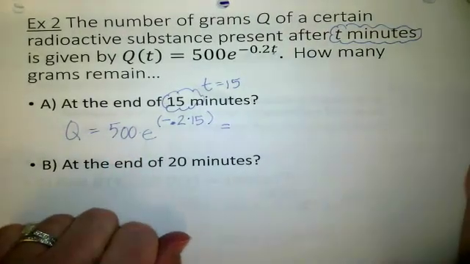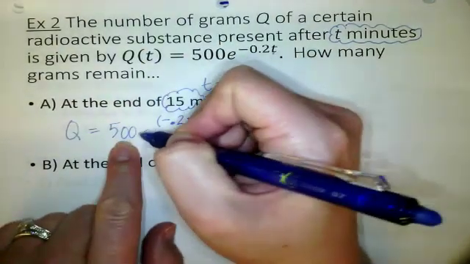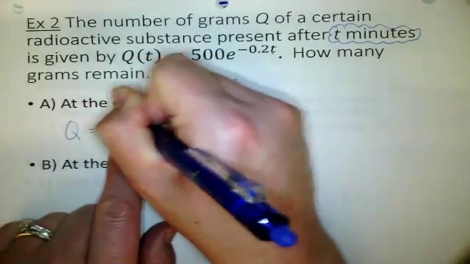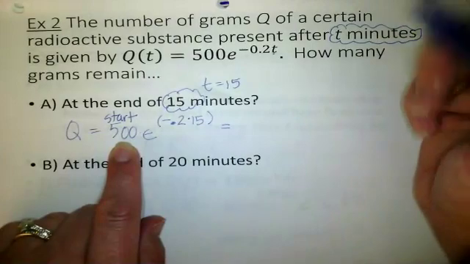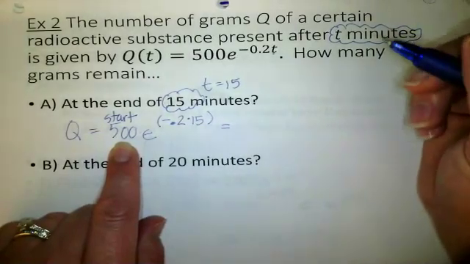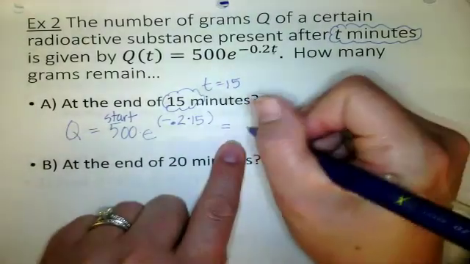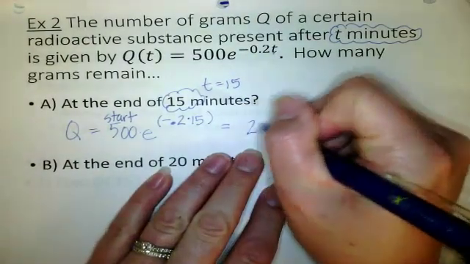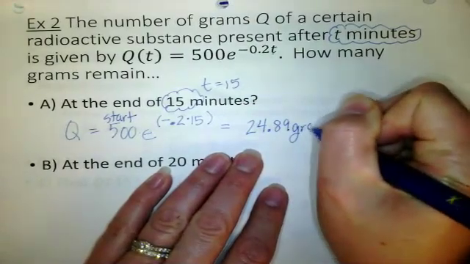Hey, let me ask you a question. What was the initial amount of radioactive substance? 500. Yes, whatever number is in front, that's how many we started with. We started with 500 radioactive grams of some radioactive isotope. All right, how many do we have left after 15 minutes? 24.89 grams.